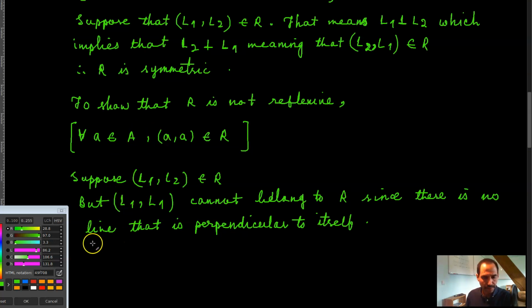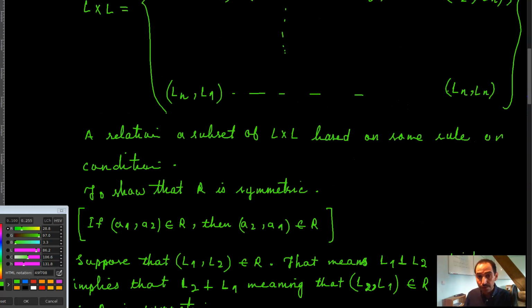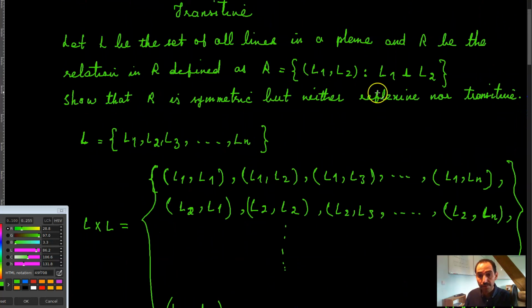And so for any L1 belonging to the set L, L1 comma L1 does not belong to R, and therefore R is not reflexive, right? So that is about being reflexive. Now, here we want to show that it's neither reflexive nor transitive.